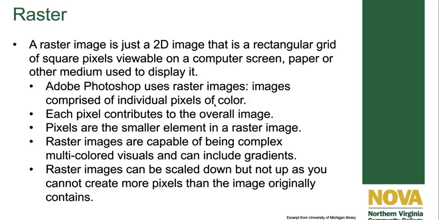They can be very complex. You've seen photographs that are very large. They're continuous tone. They have gradients. But a major part of photographs is that they can be scaled down, but not up, because you cannot create more pixels than the image originally contained. So photographs are raster images, and digital cameras create raster images. We can also scan photos on a scanner and create an image that way.